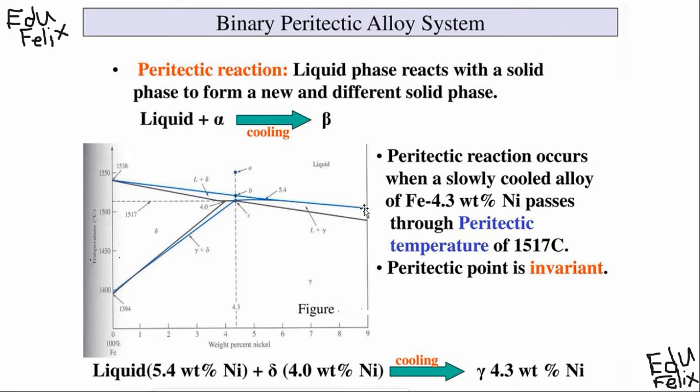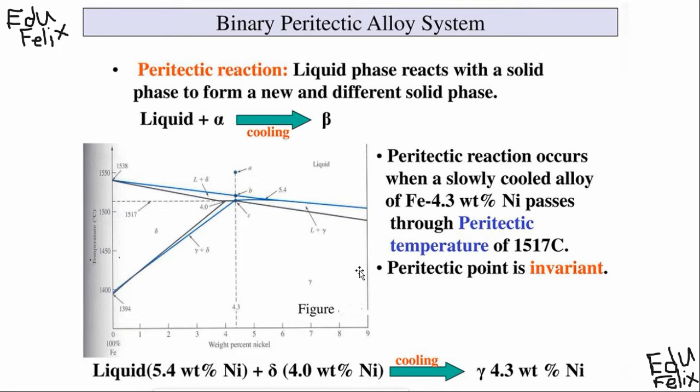As an example, iron and nickel. This is also a binary system, but during cooling, if you add 4.3 weight percent nickel, then at the point of 1570 degrees Celsius, they form another solid called beta.